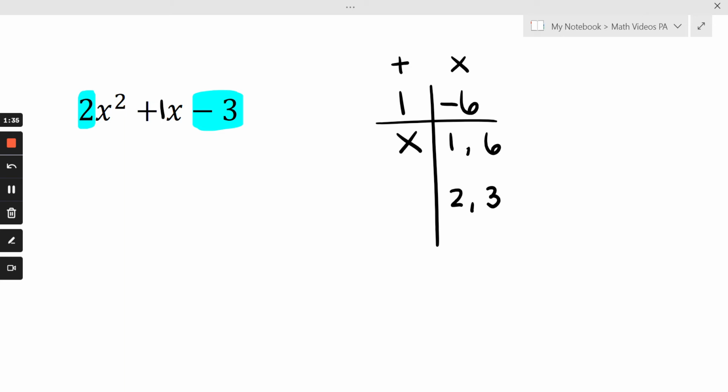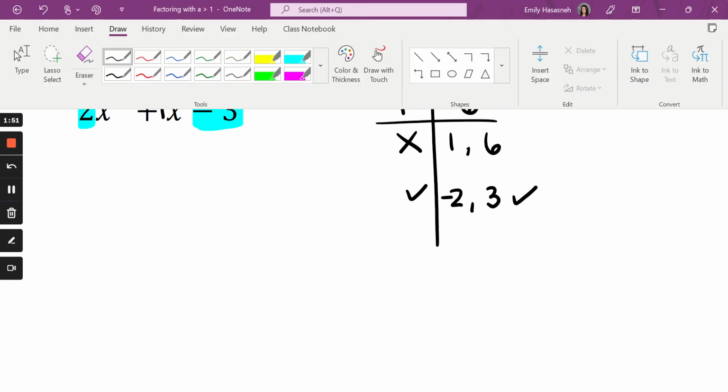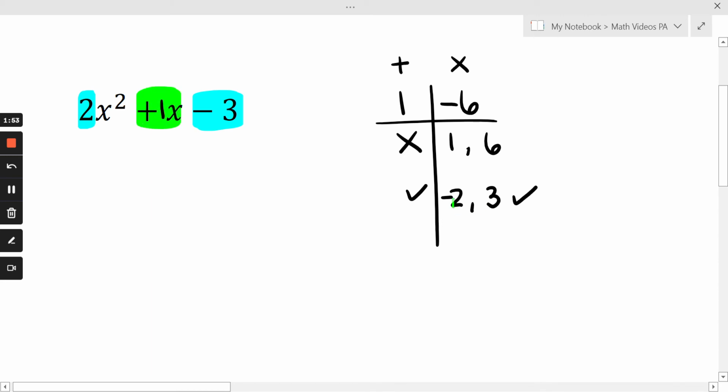Now, in order to have them add up or combine to get me 1, I need to have my 2 be the negative. And so that is going to work. 3 minus 2 is 1, and 3 times -2 is -6. Now, my middle term is going to be split up into -2x and 3x. The reason for that is because if I combine -2x and 3x, I get 1x. So we're going to split those up. I have my original 2x squared and the -3 at the end, and I'm going to go ahead and place the -2x and 3x in there.